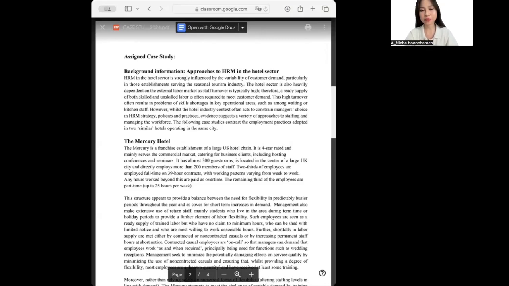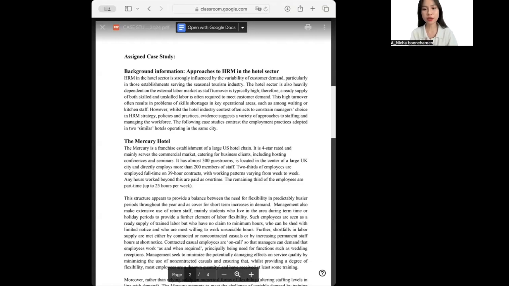So basically, this background information is saying that the HRM in the hotel sector is strongly influenced by the variability of customer demand. It means that hotels open all year, but throughout the year, it has different demand. Some seasons will be high demand, like tourist season, Christmas, Songkran, all those, but some seasons are very low in demand. So that's why they say it has variability, it varies a lot. So yeah, that's the background information.